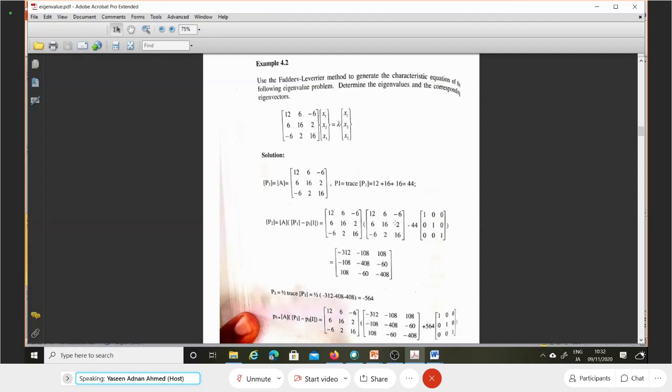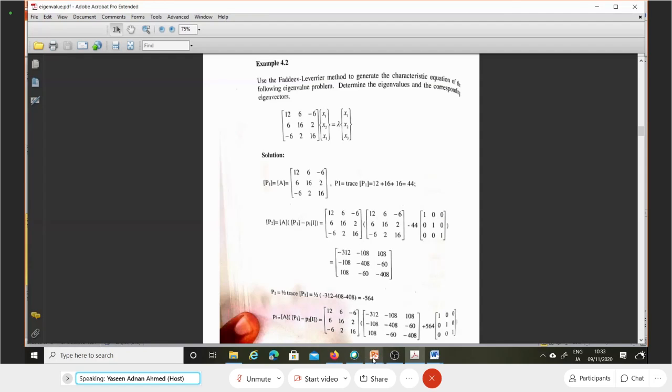Anyway, if you have this one, just multiply by this, and then this minus this is just subtraction and then multiplication. You know how to do the multiplication. If you don't, go to Google and try to understand how to do the multiplication of matrices. So in short, you will get the P2. Make sure that you have this matrix and you know the formulas.